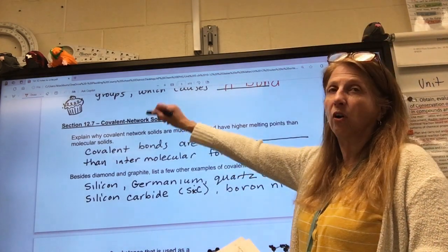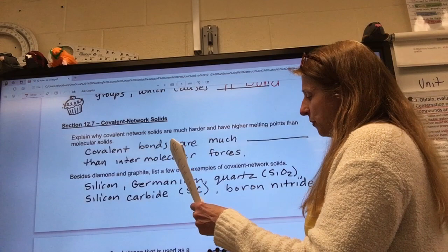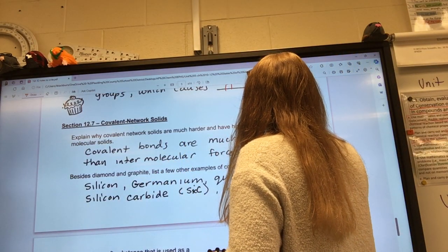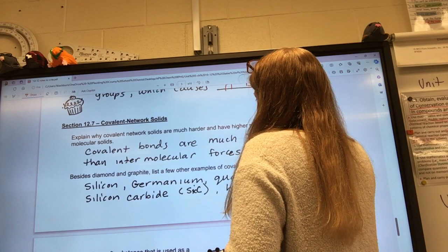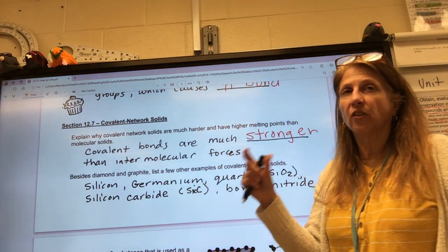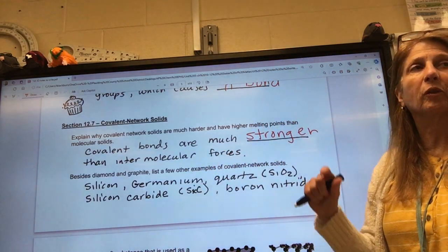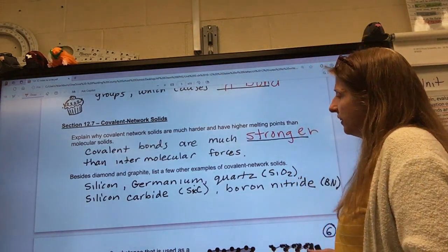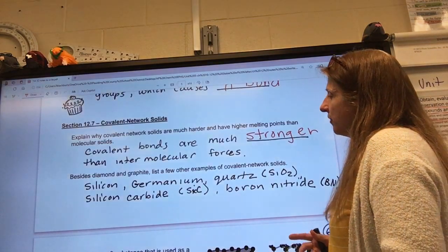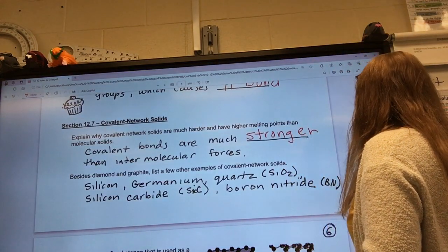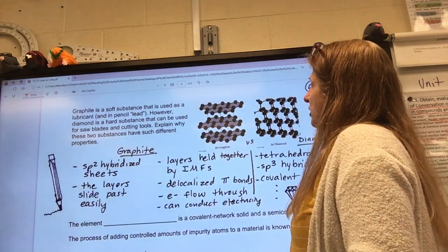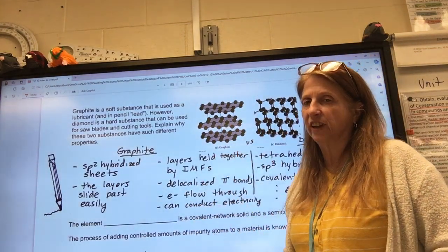Why is this one hard and that one soft? The reason why is it is much stronger than intermolecular forces. So they are actually held together with bonds. They're covalent bonds, but they're bonds. Our examples are silicon, germanium, quartz, silicon carbide, boron nitride. But one that we want to talk about is graphite versus diamond.